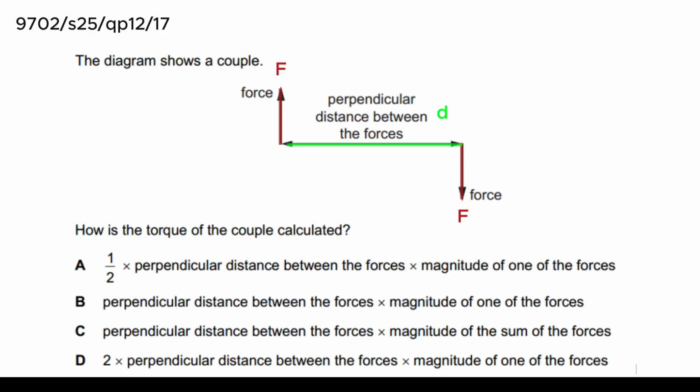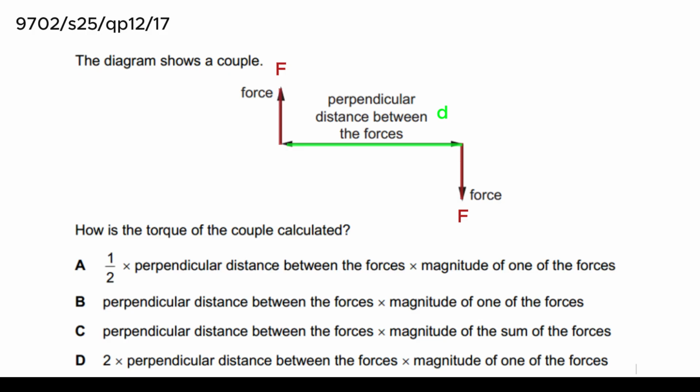First of all, understand the basics. A couple is a pair of equal forces acting in opposite directions on an object, but not along the same line. This creates rotation without net translation, pure torque. In the diagram, you see two forces, one up, one down, separated by that perpendicular distance. Assume each force has magnitude F, and the distance is d.